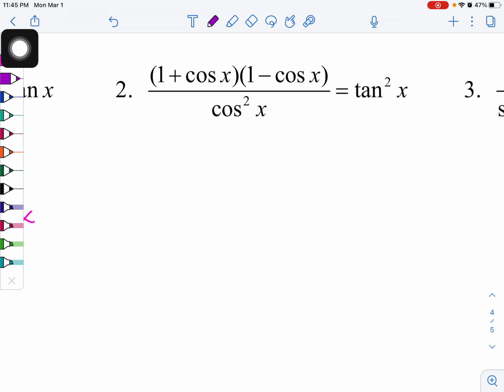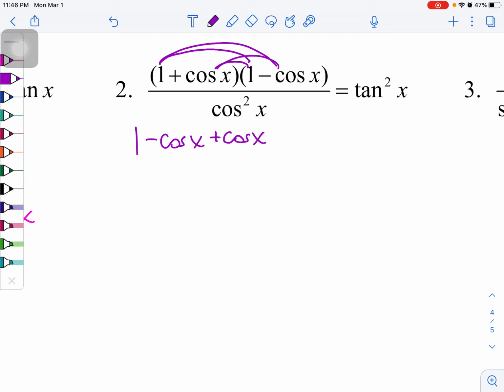Let me slide it over to number 2. I'm going to go ahead and multiply out this numerator. Because they're conjugates of each other, I only need to pay attention to the first and the last terms, because the 2 middle terms will cancel. If you need to see it, I'll write it out. So there's 1 minus cosine of x plus cosine of x. Those are the 2 that are going to cancel.